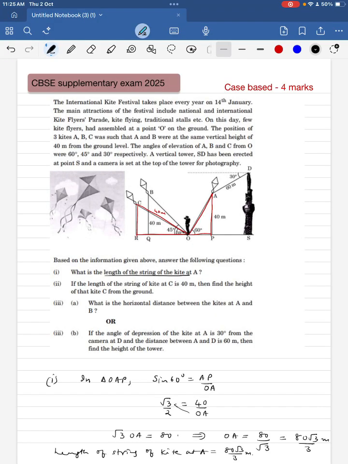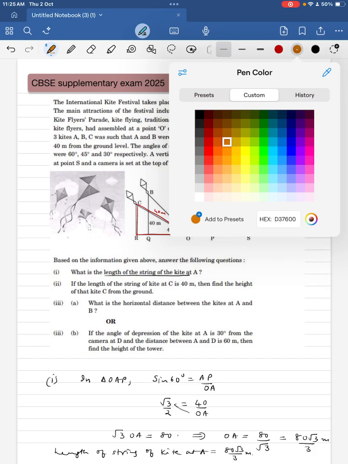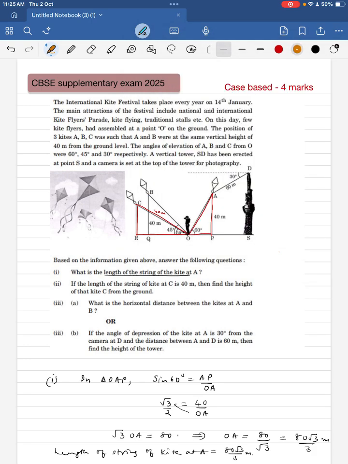The third question, A part: what is the horizontal distance between the kites at A and B? Okay, so how do we find the horizontal distance between kites at A and B? This will be the horizontal distance, and this distance is as much as QP. So if we find the distance QP, it is as much as the horizontal distance between B and A.